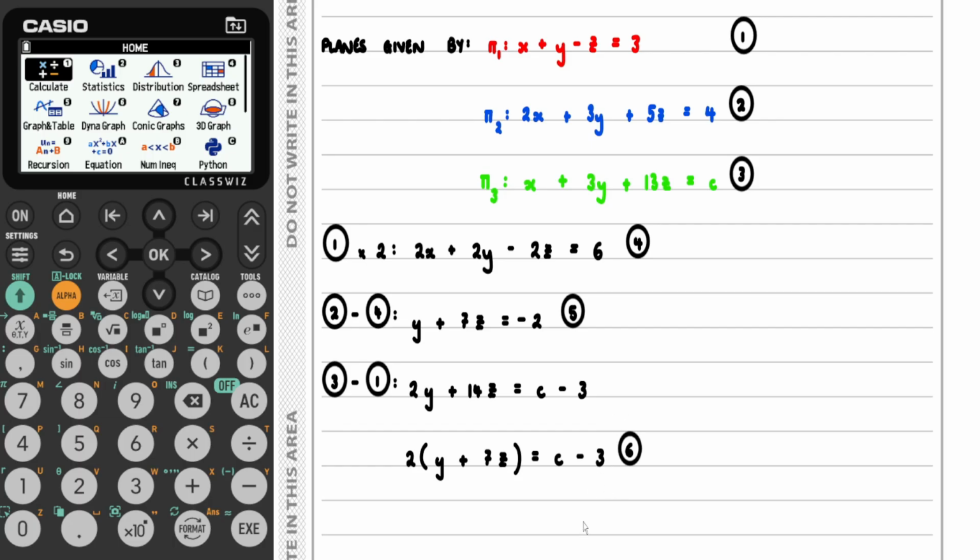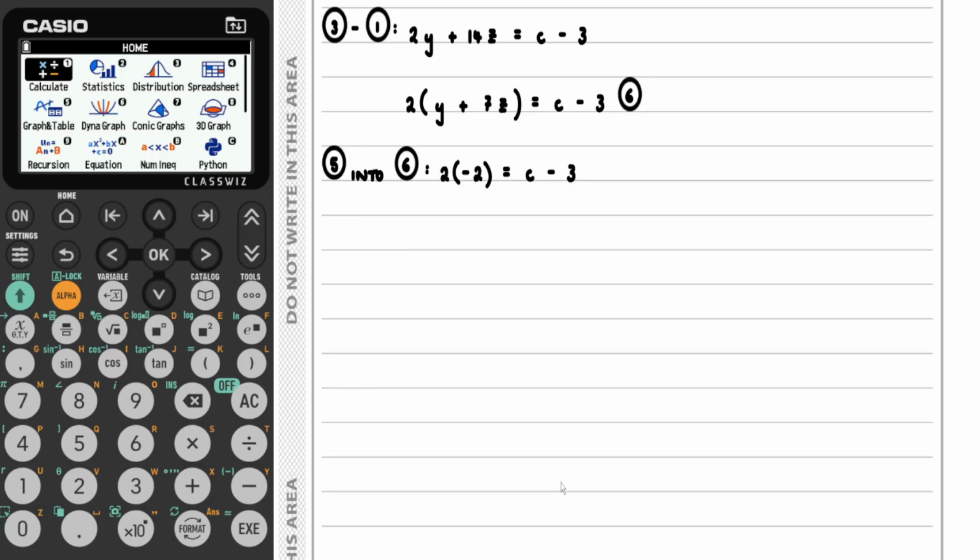What we can now do is substitute in equation 5 into equation 6. We replace the y plus 7z with negative 2. So I've got 2 times negative 2 equals c subtract 3, meaning c is equal to negative 1.